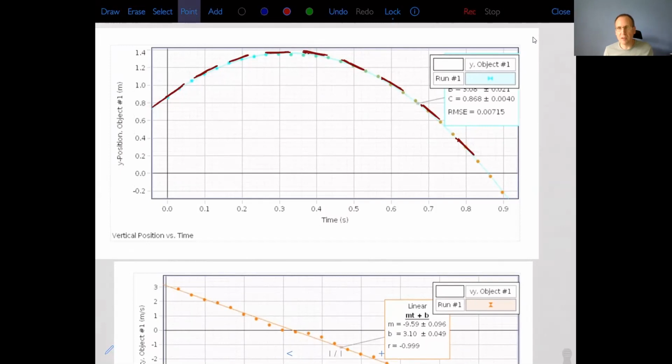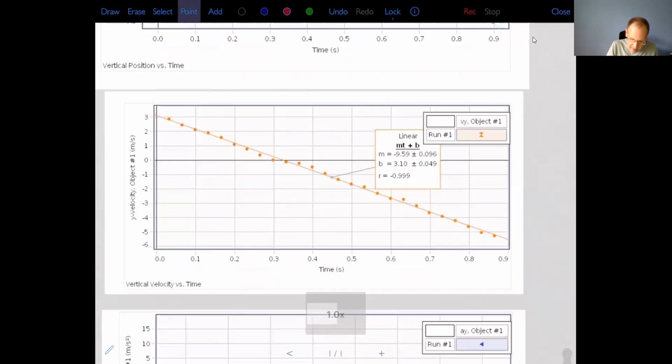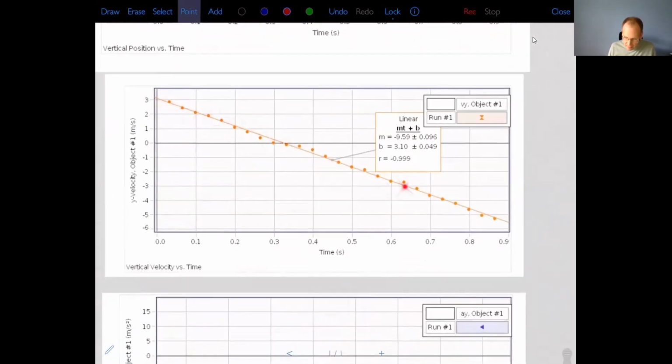So the rate of change of position is not constant, right? That rate of change represents velocity, and velocity is definitely changing over time. First it's positive, it becomes less positive, 0 at the peak, then it becomes negative, more negative, more negative, and so on, right? And we see that reflected in the velocity versus time graph.